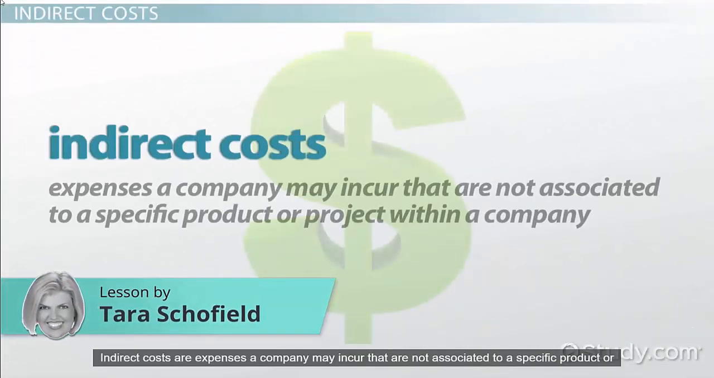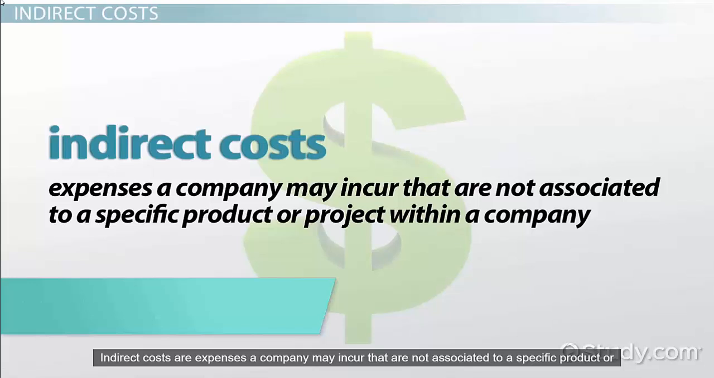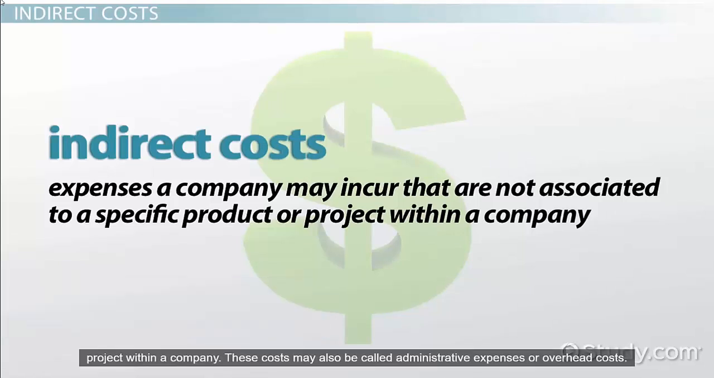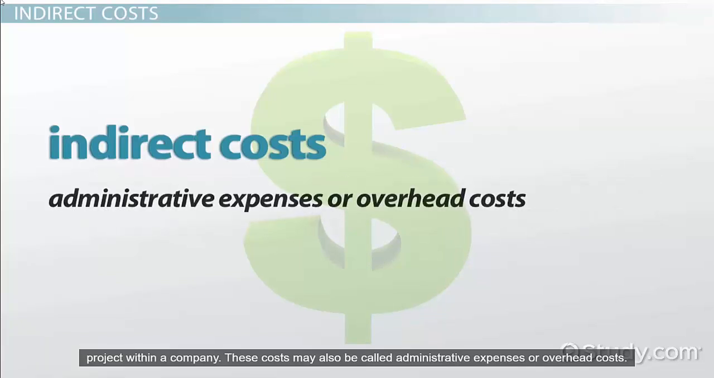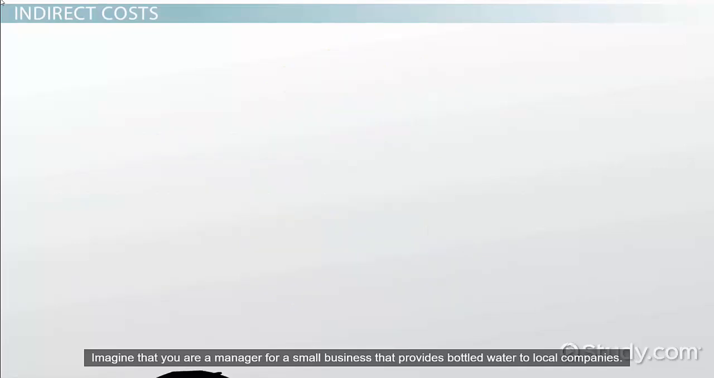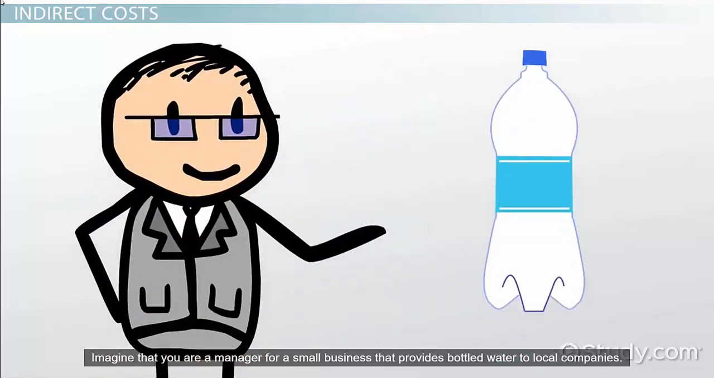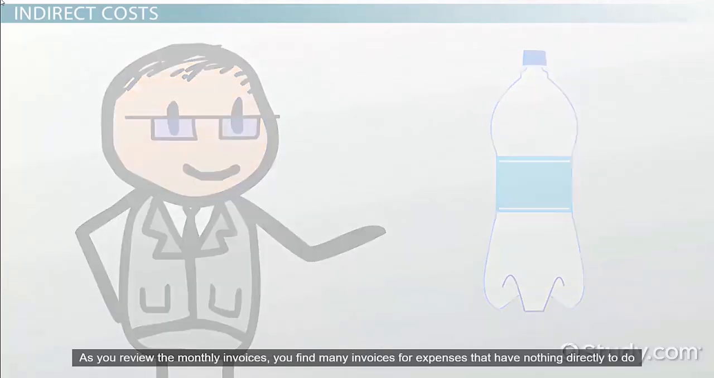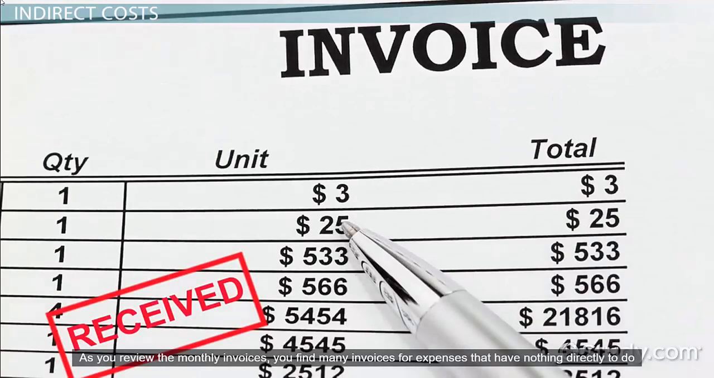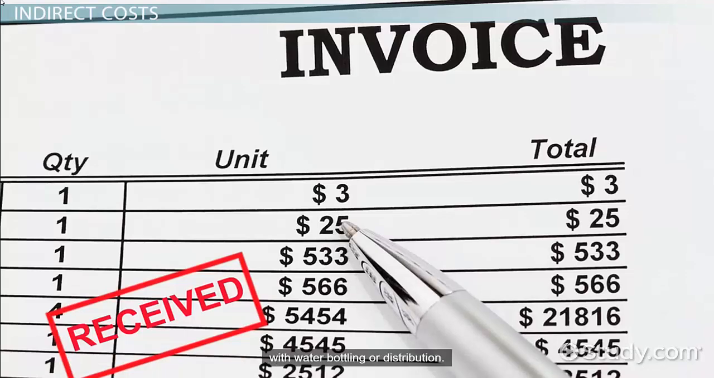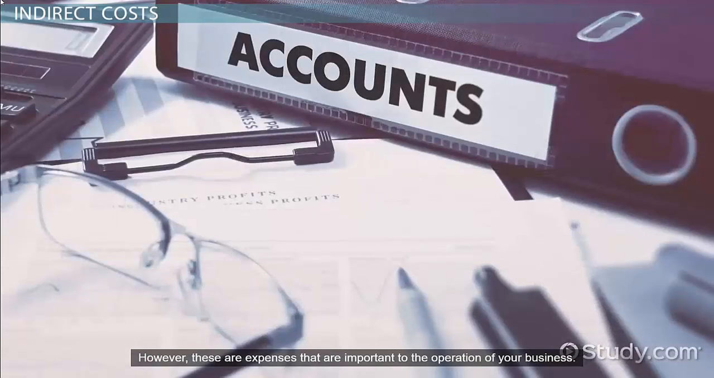Indirect costs are expenses a company may incur that are not associated to a specific product or project within a company. These costs may also be called administrative expenses or overhead costs. Imagine that you are a manager for a small business that provides bottled water to local companies. As you review the monthly invoices, you find many invoices for expenses that have nothing directly to do with water bottling or distribution. However, these are expenses that are important to the operation of your business.